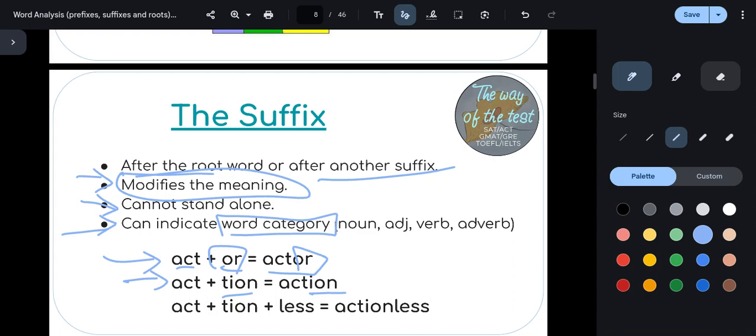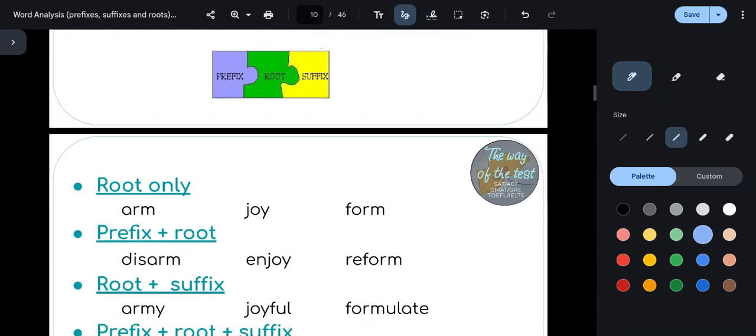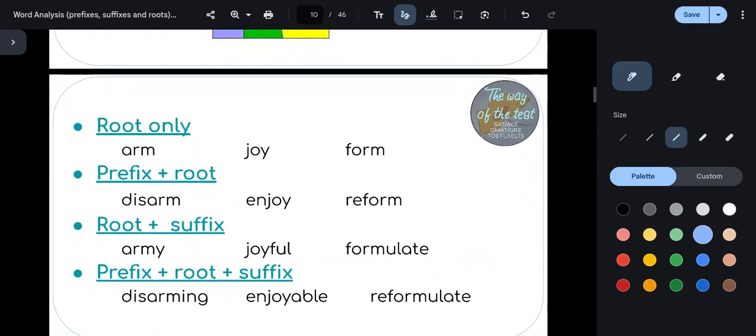Finally, we can combine more than one suffix. So we have act, the root act, plus -tion, plus -less, and we have actionless. So we have a new word that is one root and two suffixes. From this, we can have different combinations. We can have a word that is only a root, like arm, joy, or form. We can have a word that is a prefix plus a root, like disarm, enjoy, reform.